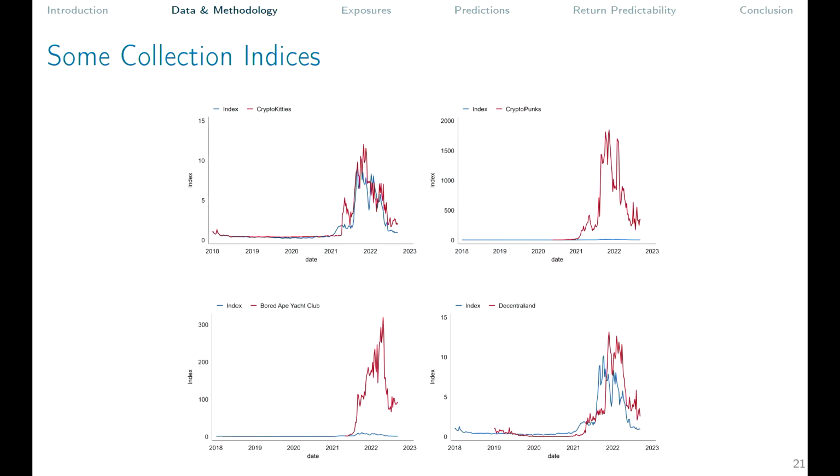Now I'm going to look at the individual collections. We have the sub-collections track the index pretty well. The CryptoKitties, for example, track the index quite well. CryptoPunks just took off, and are still higher than the index. Decentraland roughly looks like the index, maybe shifted a little bit. Bored Apes are driven differently from the index of the full sample.